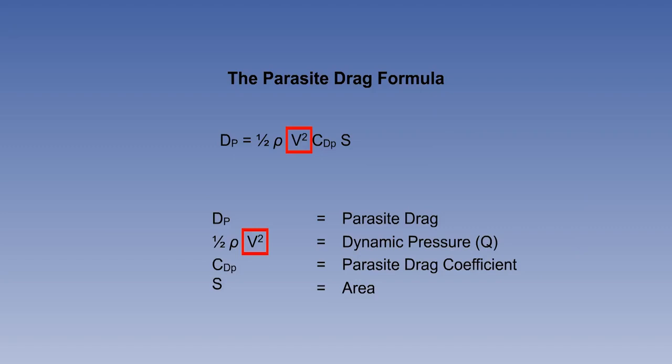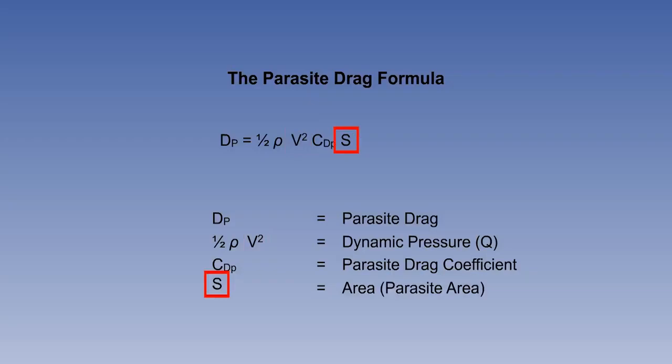There are a few factors which significantly affect parasite drag. First, like lift or any other kind of drag, it will vary directly with the square of the indicated airspeed. If IAS is doubled, parasite drag is quadrupled, and if IAS is halved, parasite drag is reduced to a quarter of its previous value.